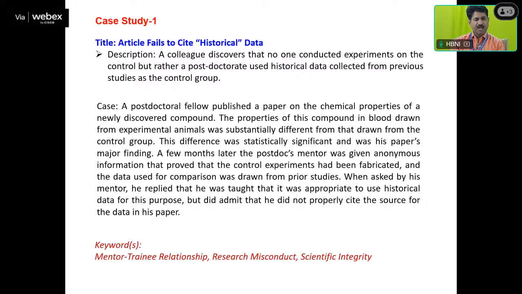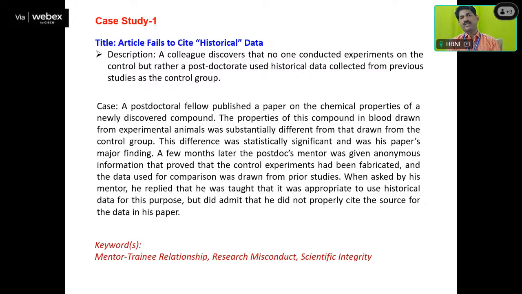A few months later, the postdoc's mentor was given anonymous information that proved that the control experiments had been fabricated in the publication, and that the data used for comparison was drawn from a prior study. When asked by his mentor, the research student, the postdoc fellow, replied that he was taught it was appropriate to use historical data for this purpose, but did admit that he did not properly cite the source for the data in his paper.